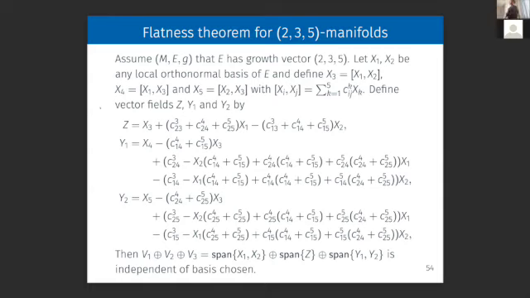Then you can do this horrible computation here, defining the set and Y1 and Y2. But the good thing is that at the end of the day, if you manage to go through that, no matter which vector fields you picked in the beginning, the set and the span of Y1 and Y2 become independent of the basis. So now you have a canonical way of picking these complements.